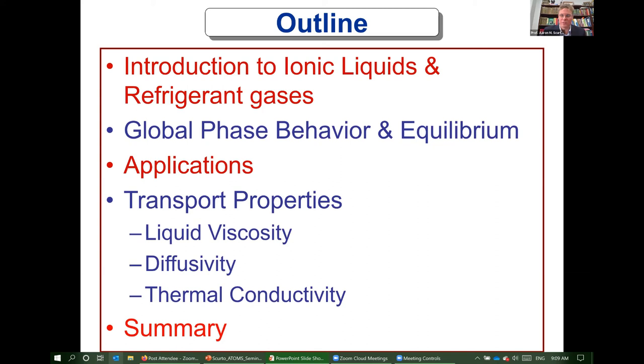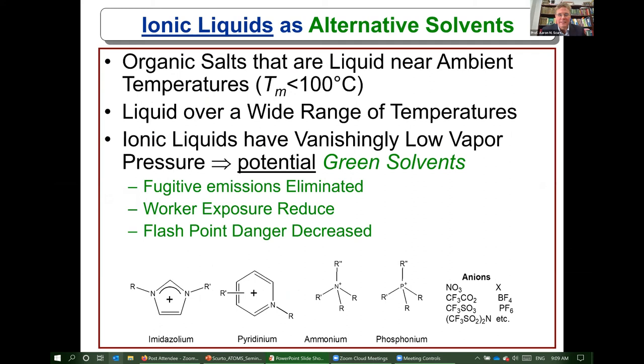I probably don't need to give this slide, but obviously ionic liquids are organic salts that are liquid near room temperature, a liquid over a very wide range of conditions. And because they have such low vapor pressure, sometimes immeasurable vapor pressure, they've been touted as potential green solvents because it at least eliminates one of the largest forms of solvent pollution, that being air pollution or evaporation. And so obviously this helps workers and also helps some aspects of sustainability.